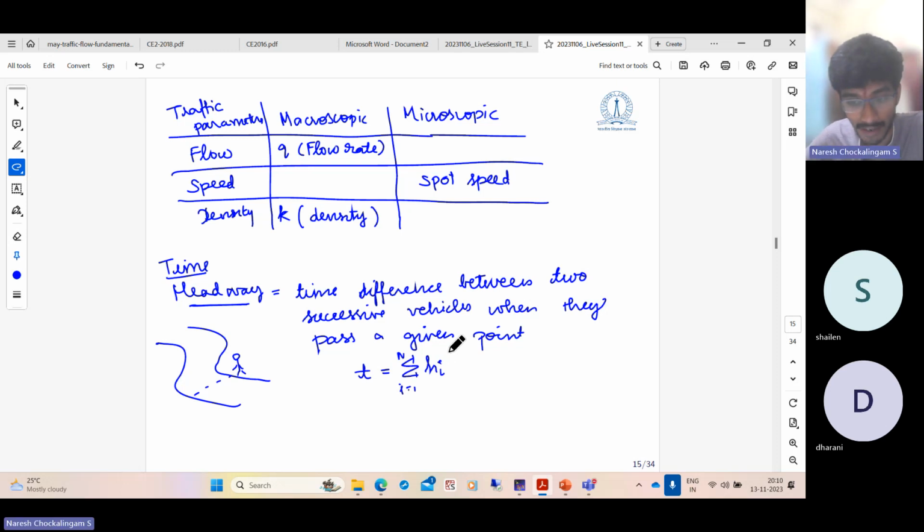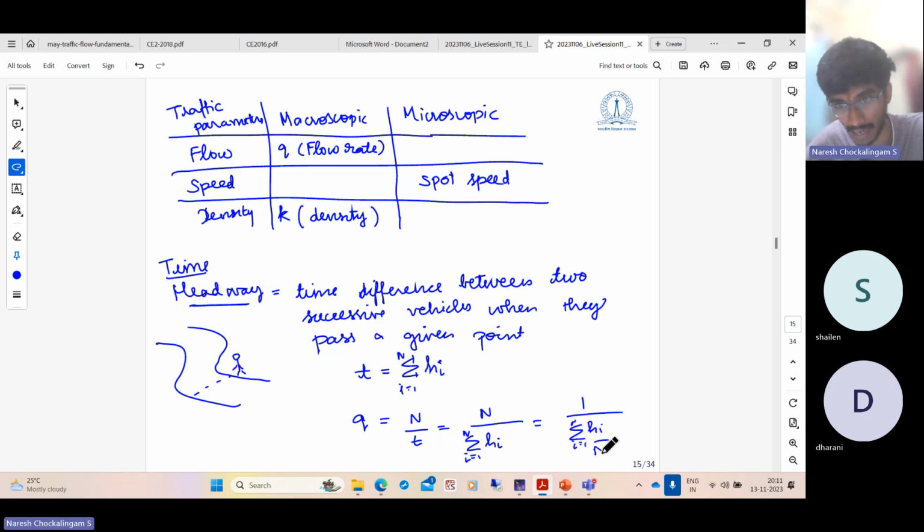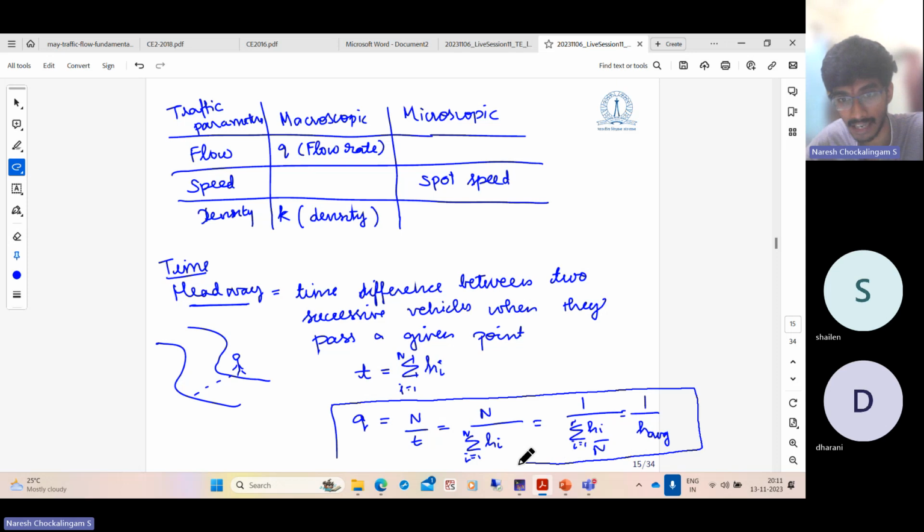But we know that the Q is given as number of vehicles by time, which means it is n by summation i equal to 1 to n of h_i. Now we can bring this n to the denominator, so you get 1 by summation of h_i, i equal to 1 to n, divided by n. So this is nothing but the average of the time headways. So it is 1 by h average. So this is a very important relationship between the time headways and the flow rate on a highway.